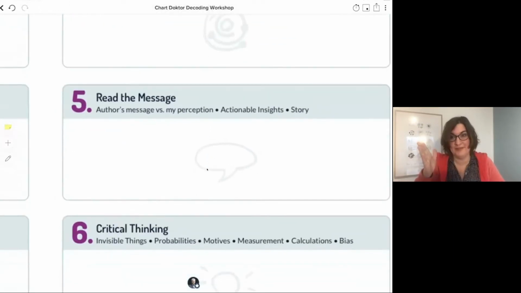And the 5th step, and it's the 5th step, not the first one, is actually to read the message. Now, after you have decoded everything, added your own knowledge, you can try to read the message. What's the message for you personally? What might be the message for your users? And also, what is the author's intended message? Also, are there any actionable insights that can be derived from the message? And is there a story?